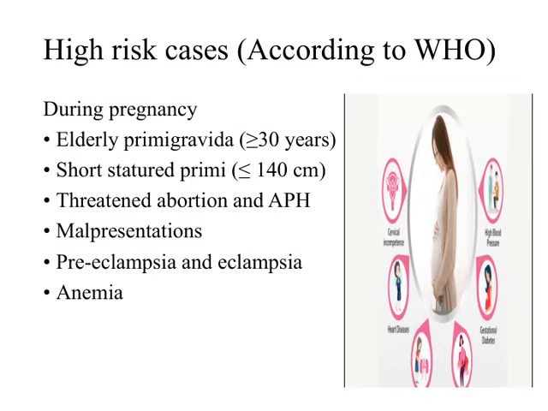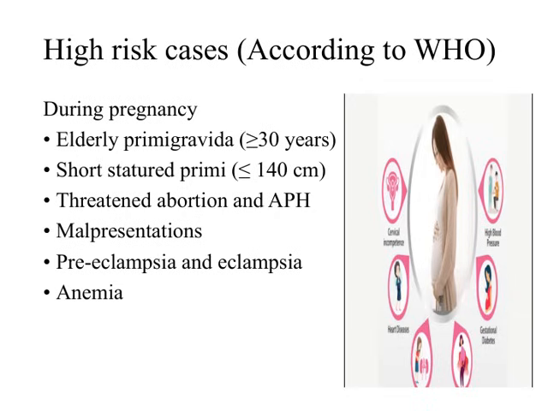Next, there's the short-statured primi, meaning women who are pregnant for the first time and are 140 centimeters or less in height. Shorter stature can sometimes be associated with a higher risk of complications during pregnancy. We also need to be vigilant about threatened abortion and antepartum hemorrhage, or APH. These conditions involve bleeding or risk of miscarriage and can pose serious threats to both mother and baby if not managed promptly.